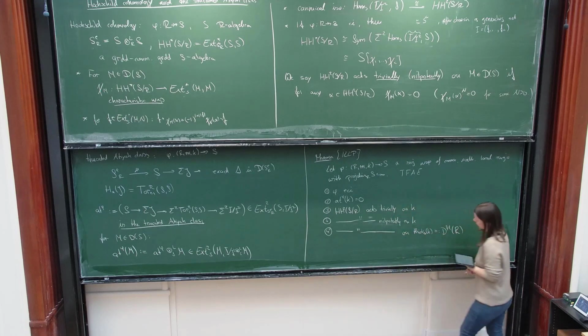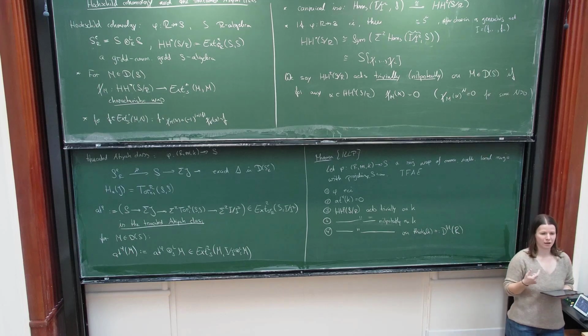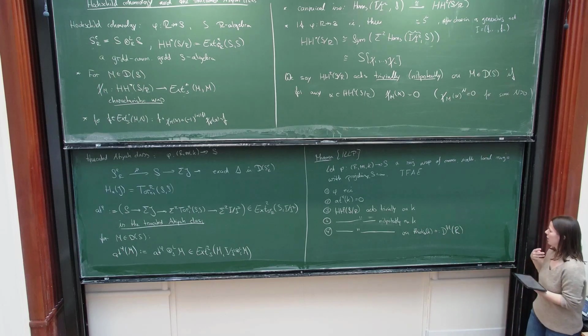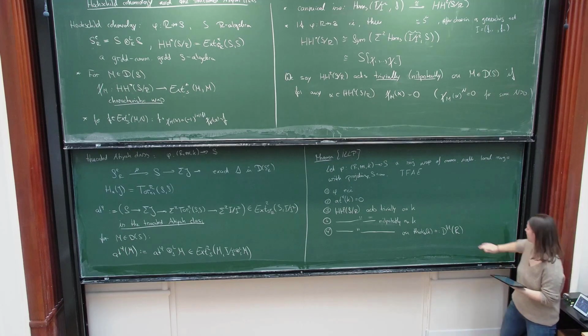So this category will come up again, so denoted by DFL. So these are all complexes that have finite length homology, whose total homology has finite length. DFL. Okay.